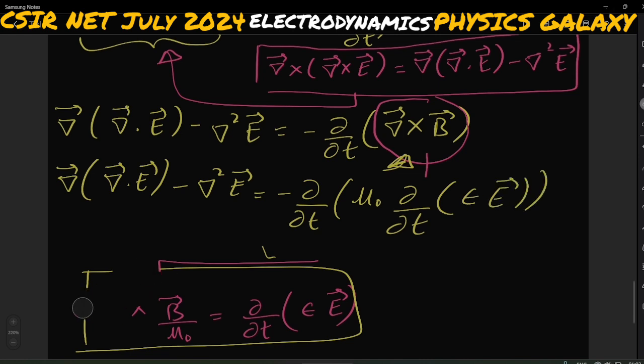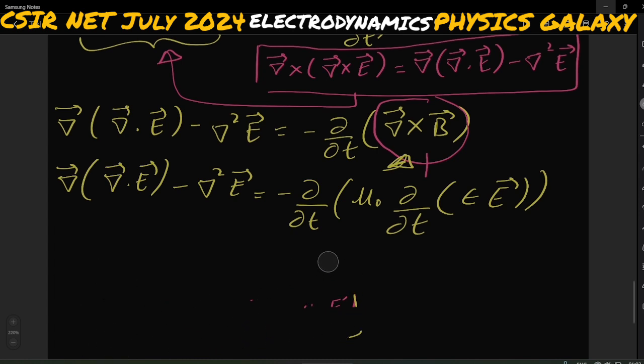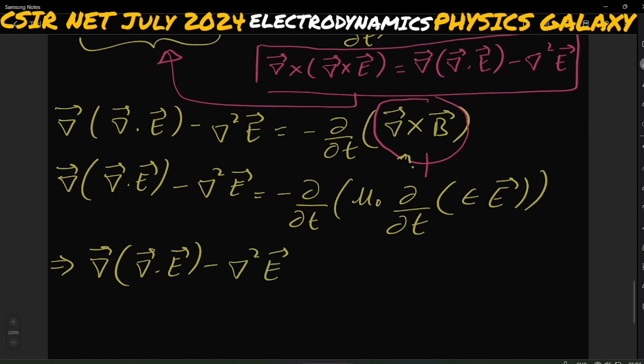Okay, so now I can erase this one off because I have substituted it here. So it implies gradient of divergence of E minus del square E. Remember, we are doing this mathematical derivation, because lots of concepts will get cleared, so you have to learn all the steps. Now mu naught can be taken out, so minus mu naught.